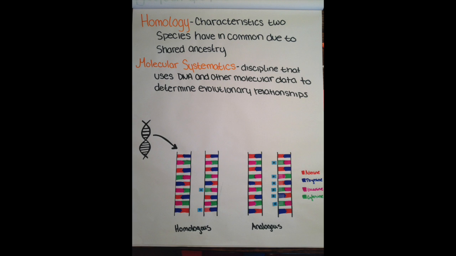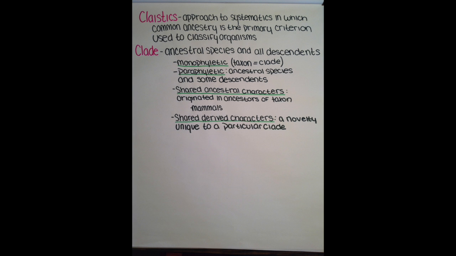Two sequences that resemble each other at many points along their length are most likely homologous. Cladistics is the approach of systematics in which common ancestry is the primary criterion used to classify organisms. Biologists place species into groups or clades, which include an ancestral species and all its descendants.